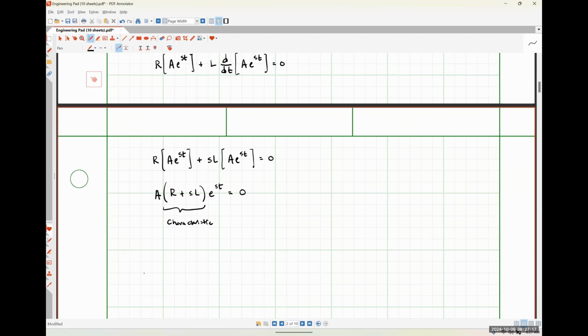Okay. Characteristic equation for our system. And we need to figure out what value of s makes that middle term 0, because that will be a constant and it depends on the parameters of our system, namely our component values, okay? So R plus SL is equal to 0. What value of S makes that happen?